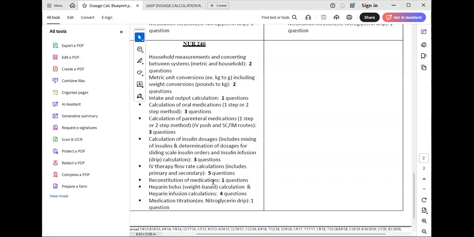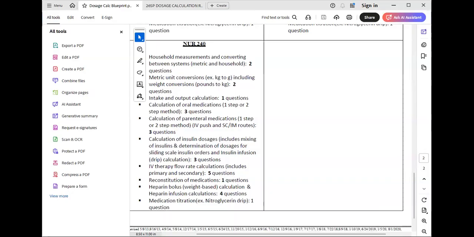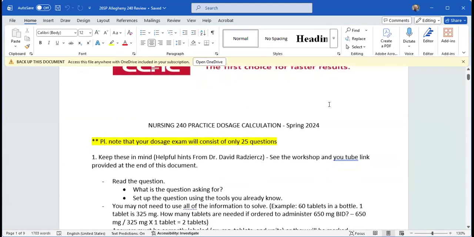And then there's the nitroglycerin drip, which starts off in micrograms per kilogram per minute, and you have to get it to milliliters per hour. If you recall that question, I think you saw that question last semester. But I'm gonna pull up your review. I'm still working off of the spring 2024 review. So if this is different, I don't have an updated one, but if there is something different, just let me know.